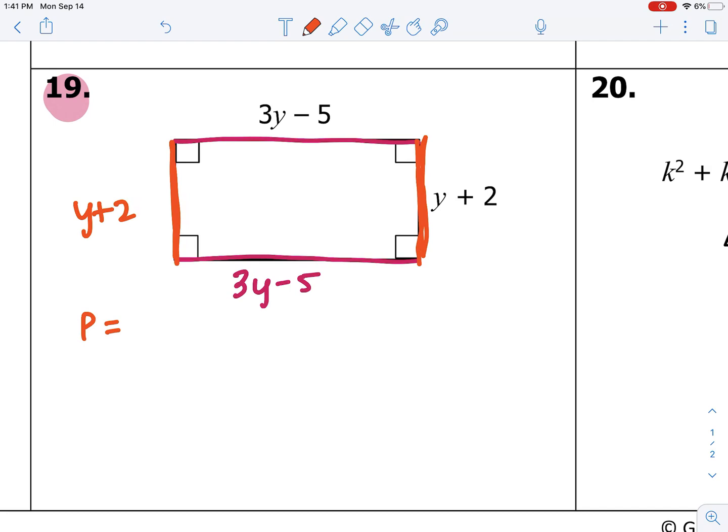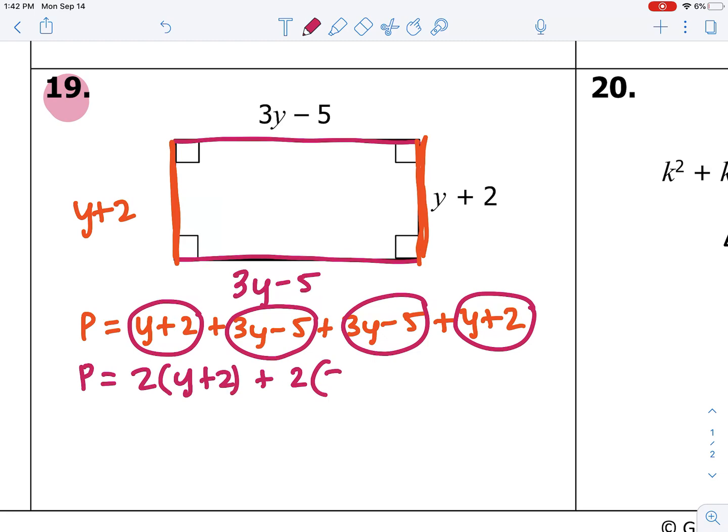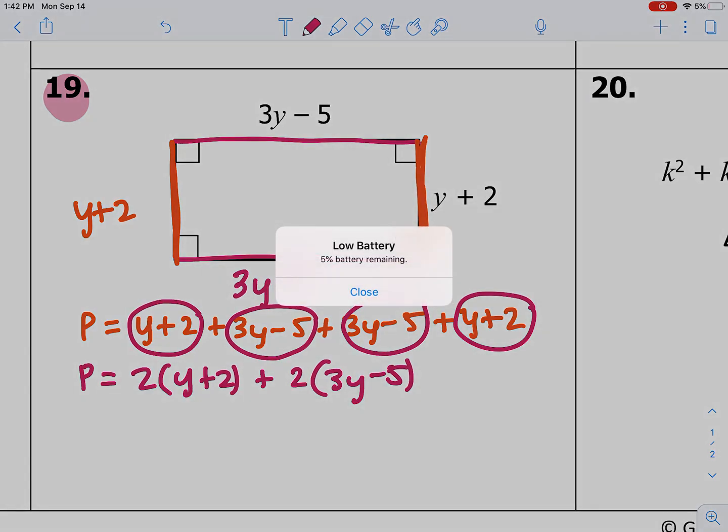So there's a couple of different ways you can write this out. Our perimeter, we're just adding up all the sides. That's y plus 2 plus 3y minus 5 plus 3y minus 5 plus y plus 2. But you notice that you have two sides that are y plus 2 and two sides that are 3y minus 5. So another way to write this is 2 times y plus 2 plus 2 times 3y minus 5. And these two perimeters are exactly the same.